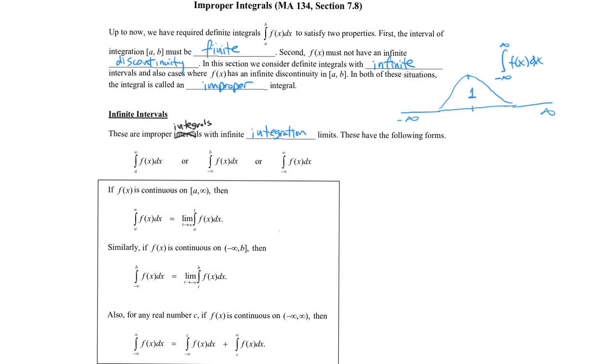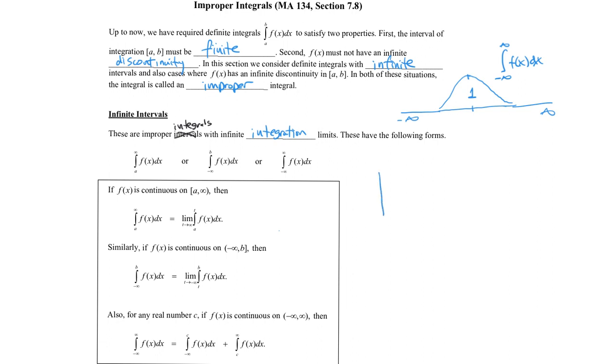The way that we're going to do this is we're going to use limits. Let's look at this first one, and I'll show you as an example. This function is continuous on this interval from a to infinity, and the way we're going to get at this is we're going to use a limit. This is what we're going to do.